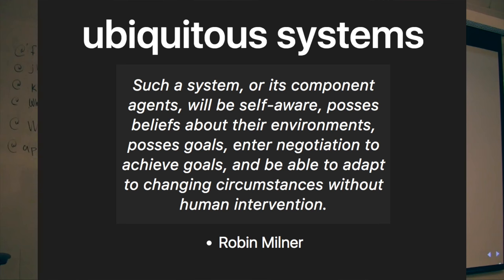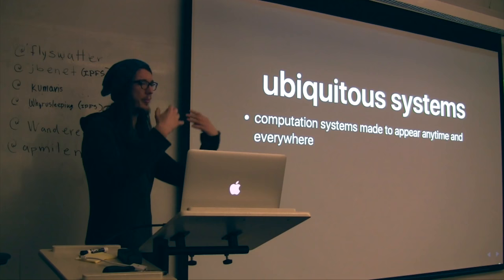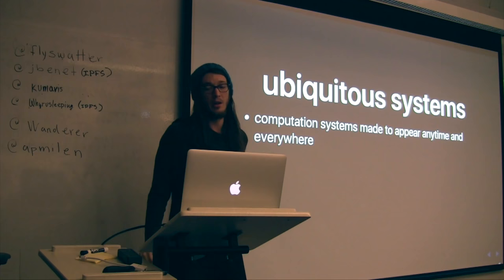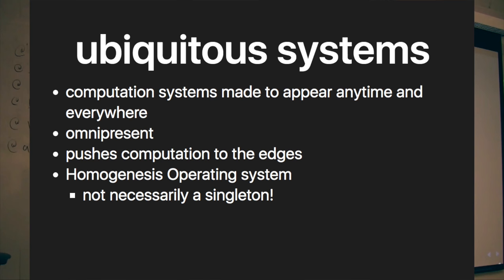So Robin Milner talked about this in the 90s. He said, such a system or its component agents will be self-aware, possess beliefs about their environment, possess goals, enter into and achieve goals, and be able to adapt to changing circumstances without human intervention. So computations are made to appear anywhere and at any time and everywhere. So, you know, they're omnipresent. We're pushing computation to the edges.